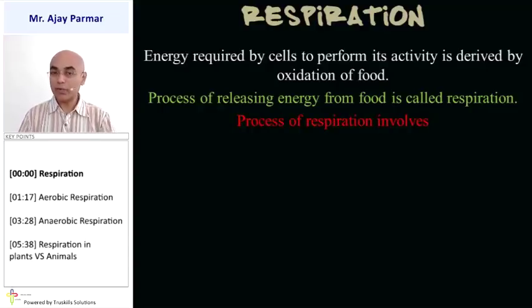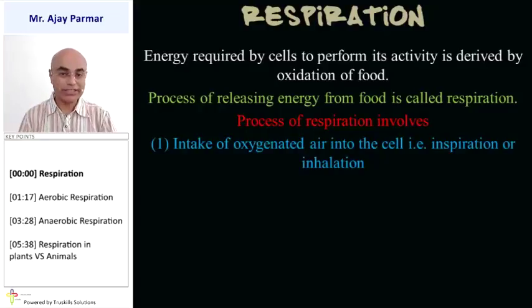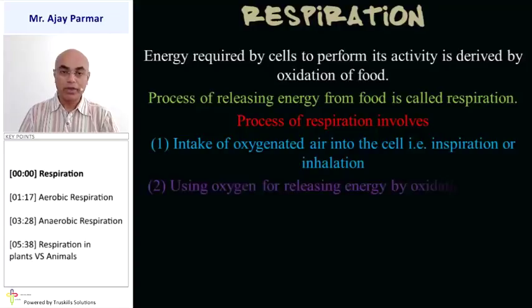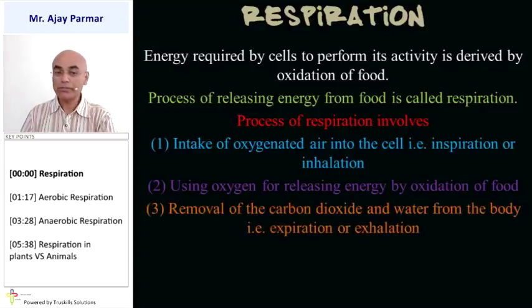The process of respiration will include the intake of oxygenated air into the cell, that is inspiration or inhalation. The second is using that oxygen for releasing energy by oxidation of the food. Which part of the cell do you think? That means which cell organelle will be responsible for that? Obviously mitochondria, isn't it? You must be remembering that from the 9th standard topic. And the last step is the removal of the carbon dioxide and water, which have been generated during the process of generating energy in the body. That has to be removed. That is known as expiration or exhalation.